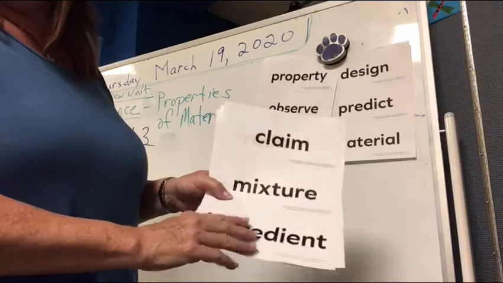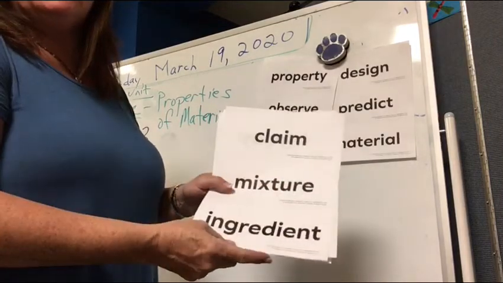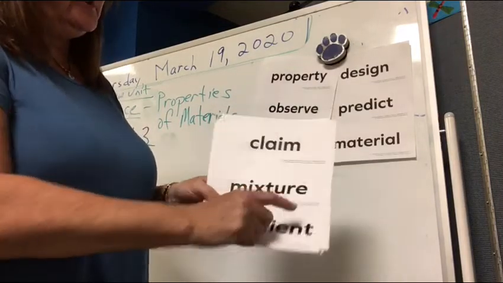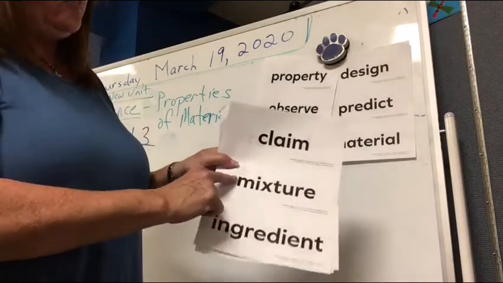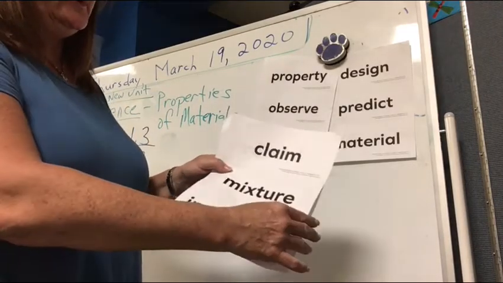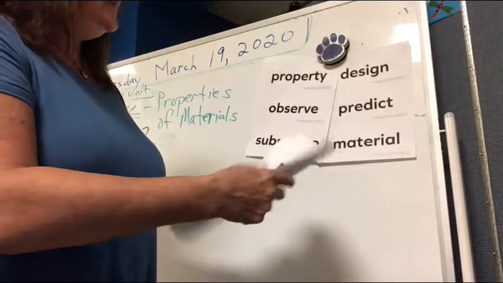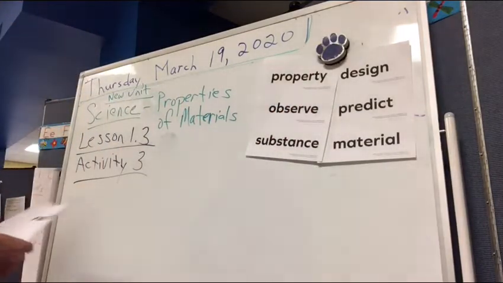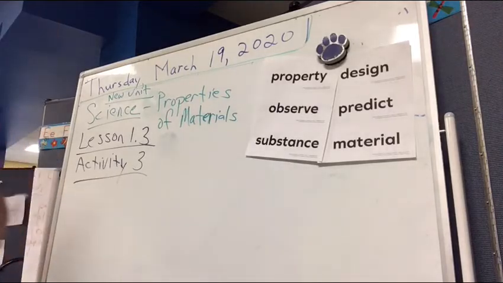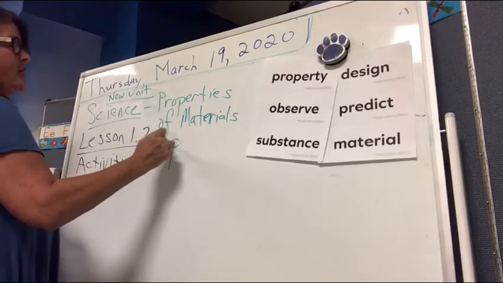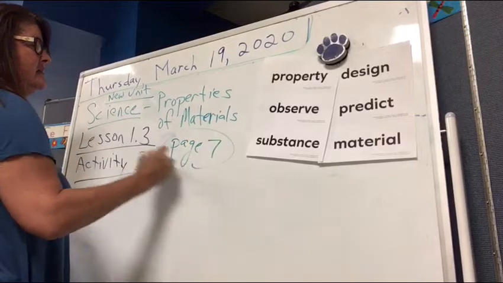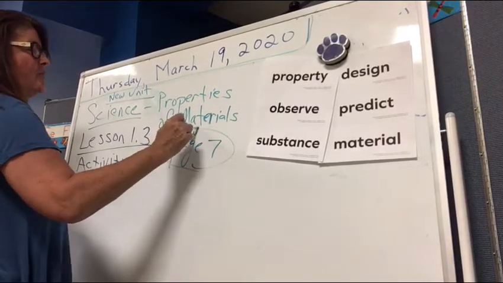We're going to have a claim. We're going to claim that our substance can do certain things. We're going to make a mixture, a wet and a dry mixture, and we're going to have different ingredients. These are all of our vocabulary words. So lesson 1.3, activity 3 is on page 7 in the workbook. We are going to do page 7 in your science workbook.